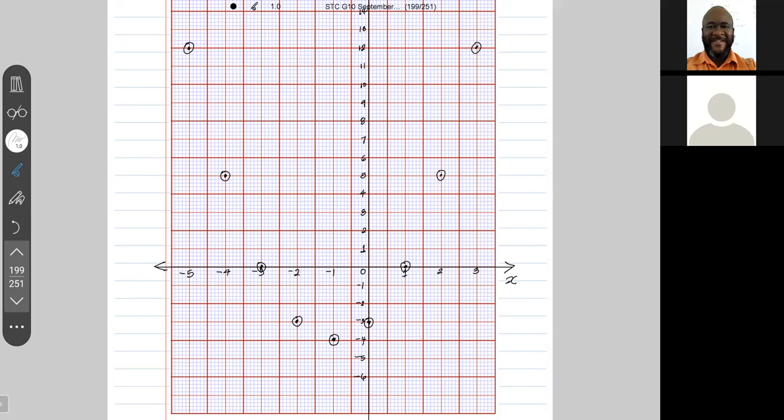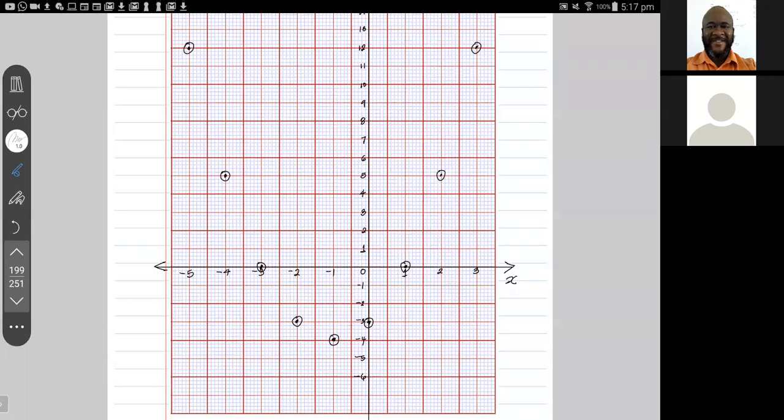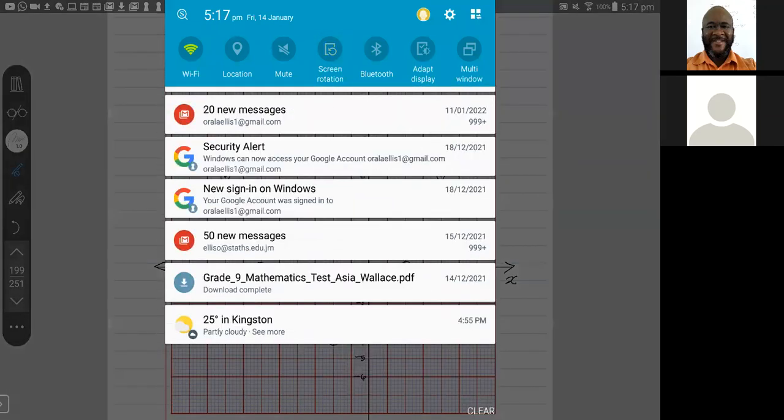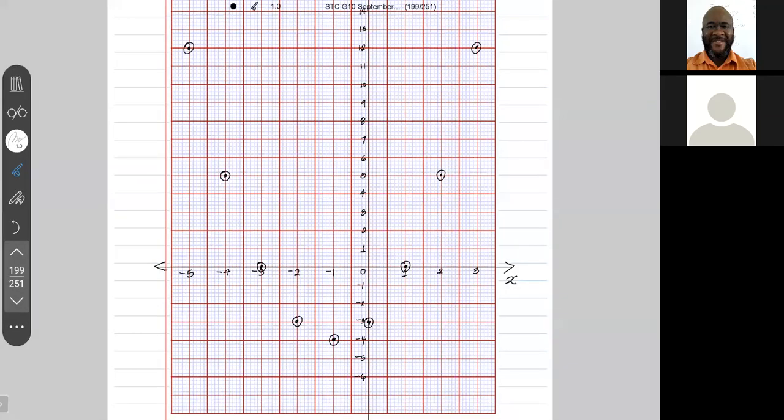So whenever you're drawing a curve, you're drawing a graph, which is a curve, it must be done freehand. All right, so this is going to take some effort. I'm just going to prevent the screen from rotating. All right, so I'm going to draw my graph.